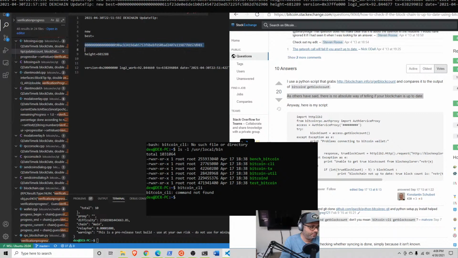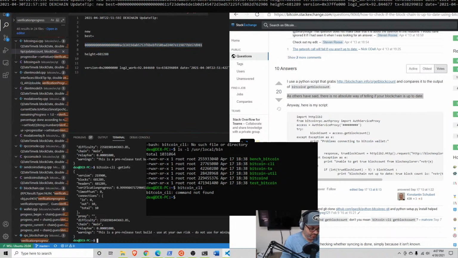Let's find the number that matches the difficulty. This is the hash of a block at height 6,0081288. Now we want it to match, right? So the first thing you do when you get a block, okay, so back to the question.